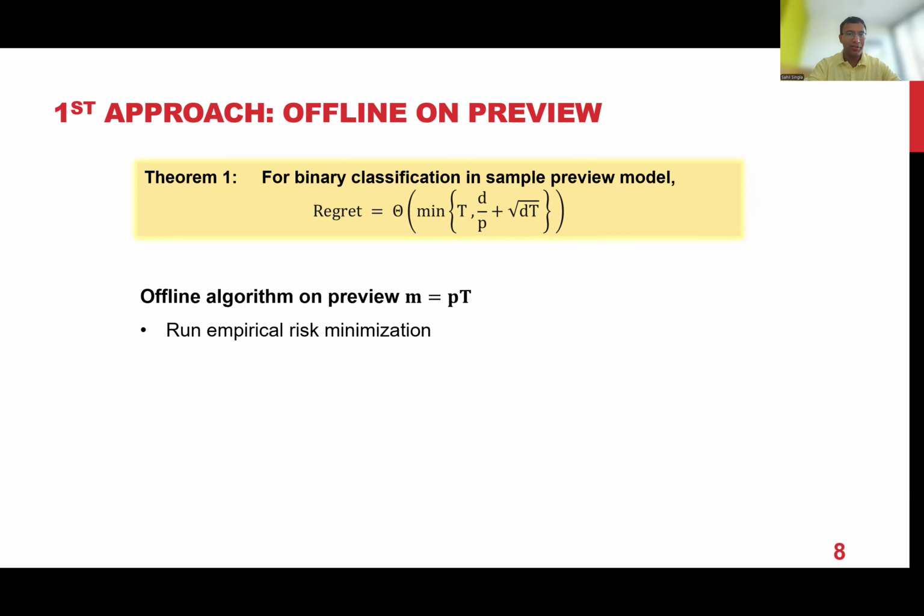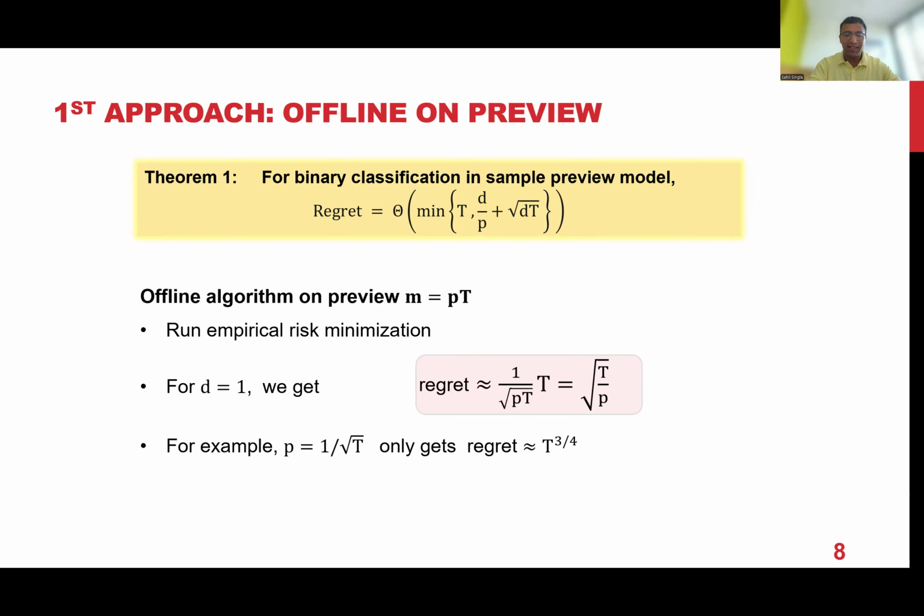Good. So now the question is, how well does this algorithm perform? This is one of the simplest algorithms, and it does work when P is a constant. You can show that, let's say the VC dimension is 1, because I don't want to worry too much about the dependency on D. So the claim is that the regret will be something like square root T over square root P. And the reason is the following.